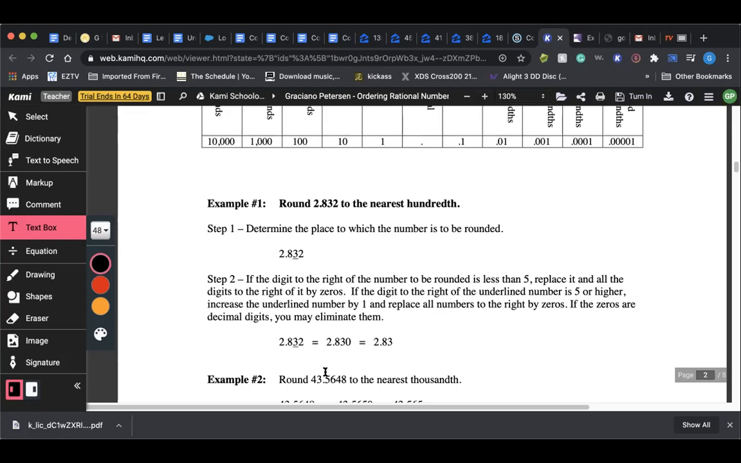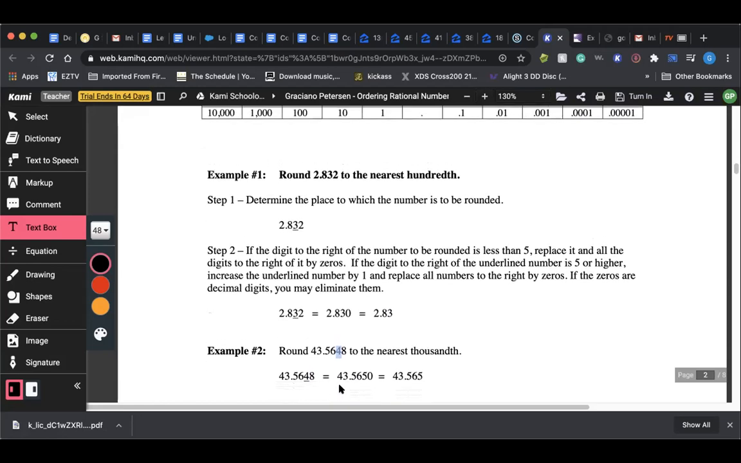In the second example, I am rounding to the nearest thousandth. What number is in the thousandth place? The number 4. Good. This second 4 here is in the thousandth place. After that 4 is an 8, which is going to cause that 4 to become a 5. And that's how I round up to 43.565.